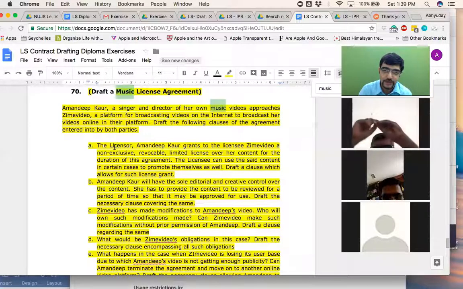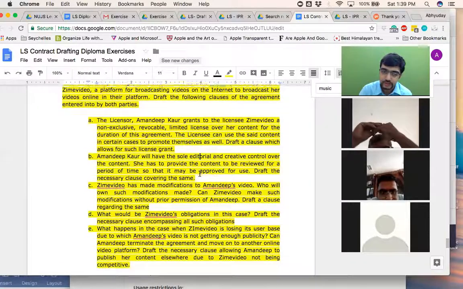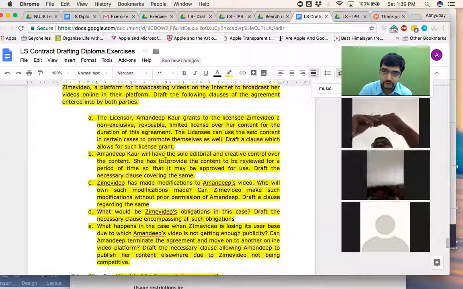We need to draft specific clauses now. Licensor grants to the licensee a non-exclusive, revocable and limited license over her content. The licensee can use the content to promote herself. Draft a clause which allows for such license grant. So this is a limited license.